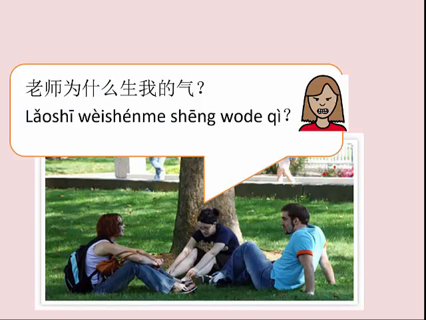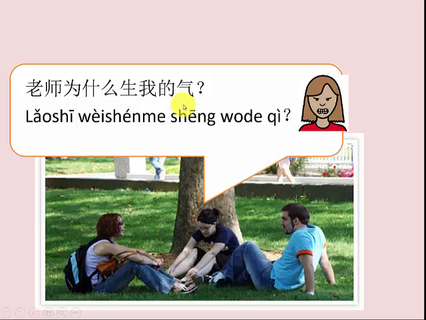Alright, now we're going to use a sentence pattern to talk about 老师为什么生我的气? 生气 means get angry. It's literally give birth to air. 生气. So you could say 我生气, I am angry. If you're angry at someone, you give birth to that person's air. So if you're angry at your mom, you would say 我生妈妈的气.